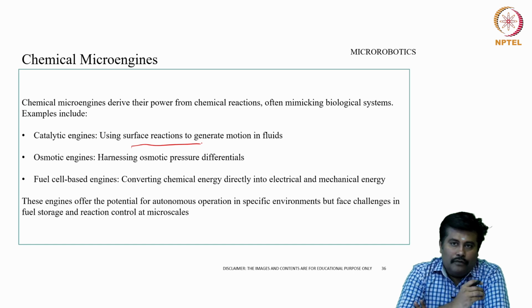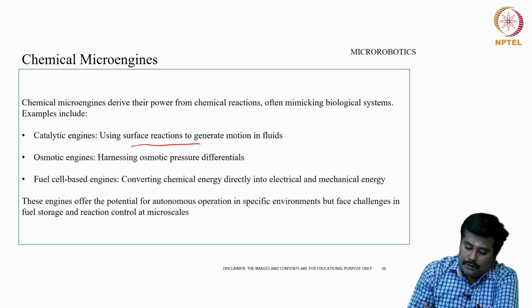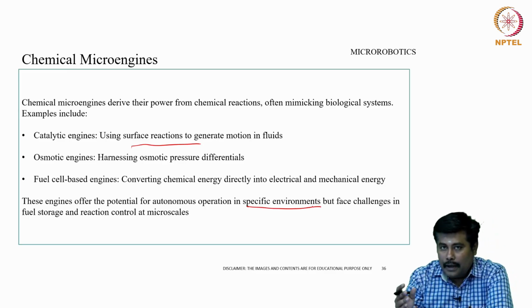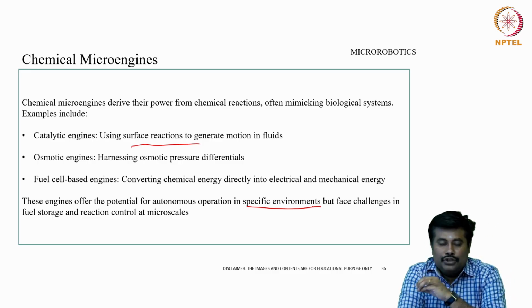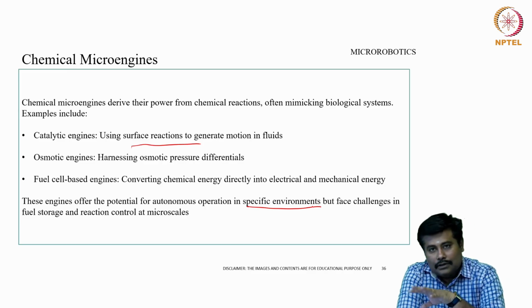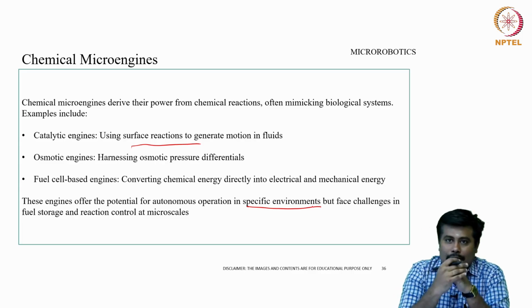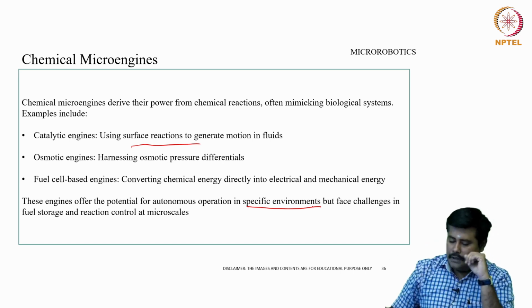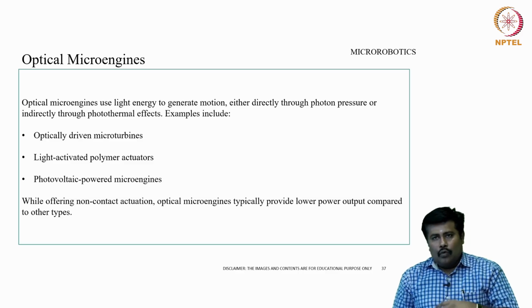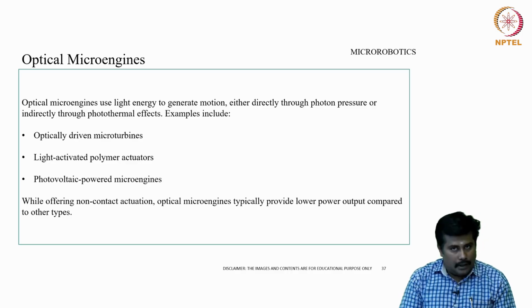These engines offer the potential of autonomous operation in a specific environment, which is one of the key aspects we may need to take up while using such engines. But there is an issue of fuel storage, and there is the issue of reaction control at the micro scale. Ideally, let us consider a chemical plant where such systems can be deployed, where they can be used for propelling or actuating micro robots for different applications. However, from a research point of view, there is very little focus in this domain, owing to the challenges involved.